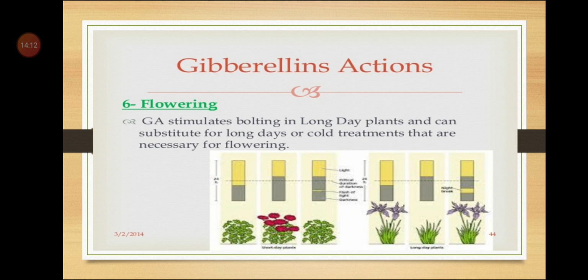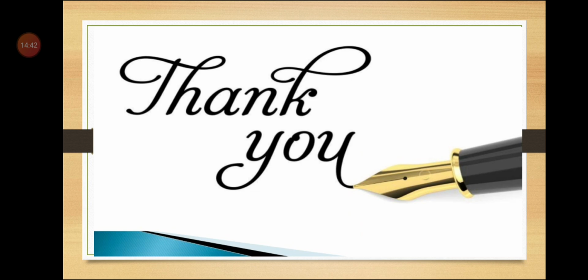So we have completed all 6 industries: production of alcoholic beverages, production of organic acids, production of vitamins, production of antibiotics, production of enzymes, and production of gibberellins, which we studied today. In this way we have completed a total of 6 industries.